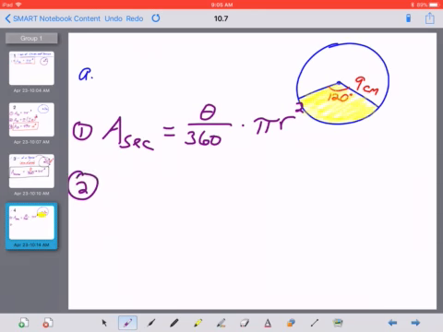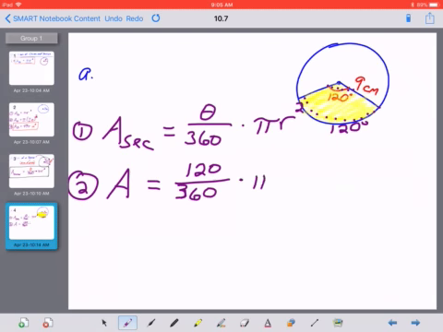Step 2, let's fill in what we know. Area is equal to, now theta is the measure of this arc out here on the outside, but what we learned back in the beginning of chapter 10 is that the degree measure of that arc is exactly the same as the degree measure of the central angle that defines it. So in both of these cases, 120 degrees is the angle measure that we're interested in. So we're going to do 120 over 360, multiplied by pi times a radius of 9, and that 9 is going to get squared.